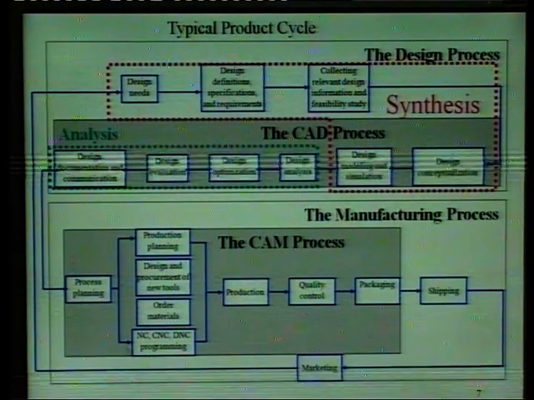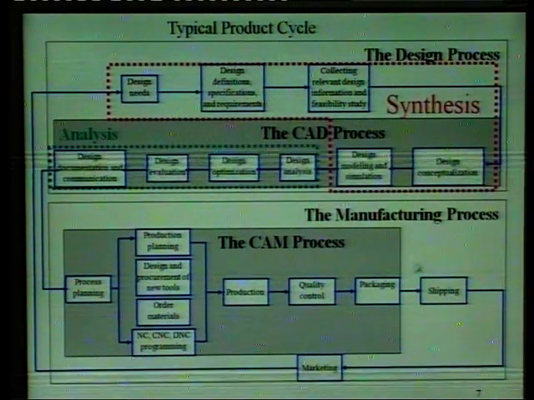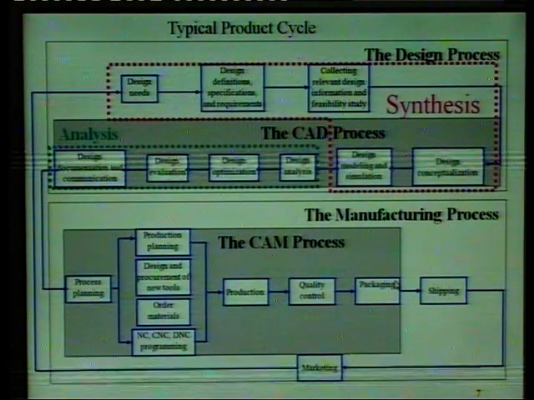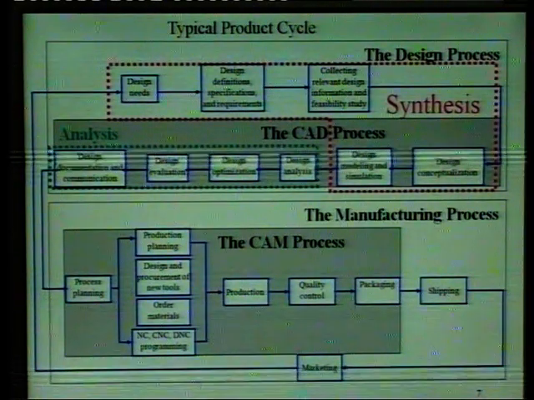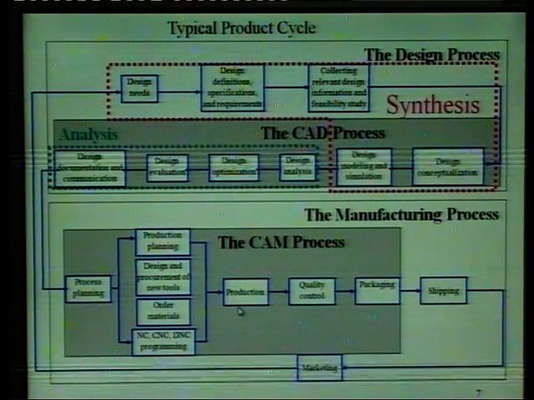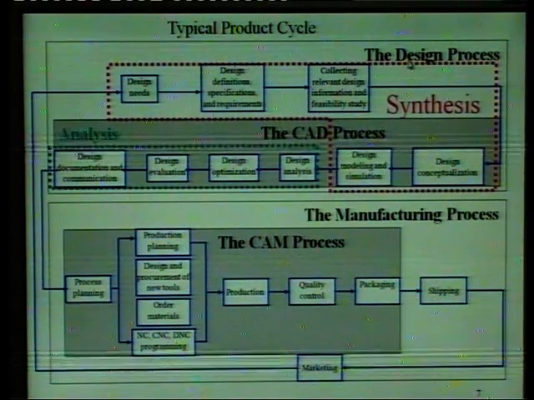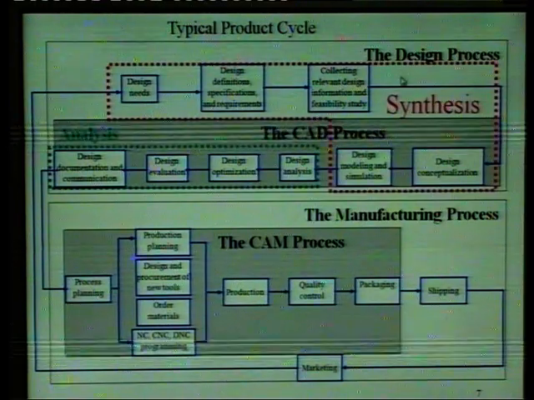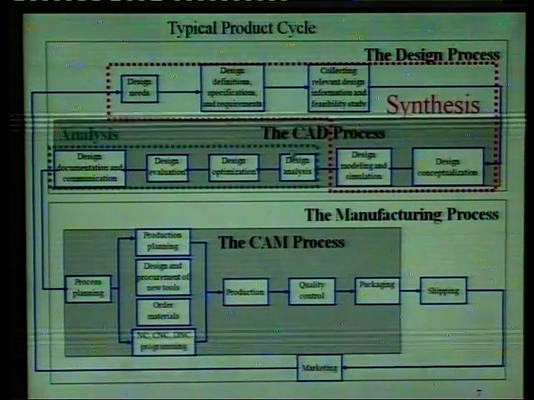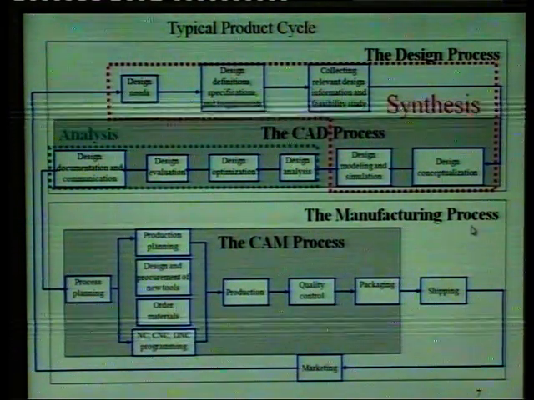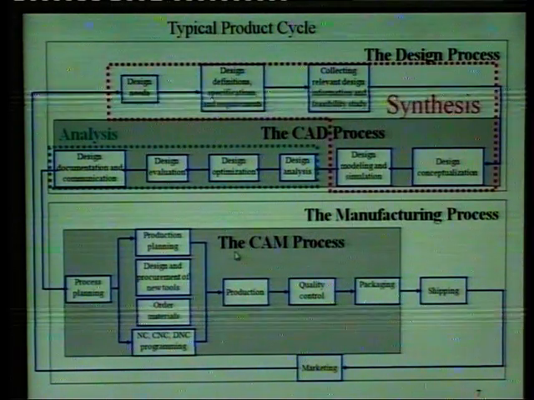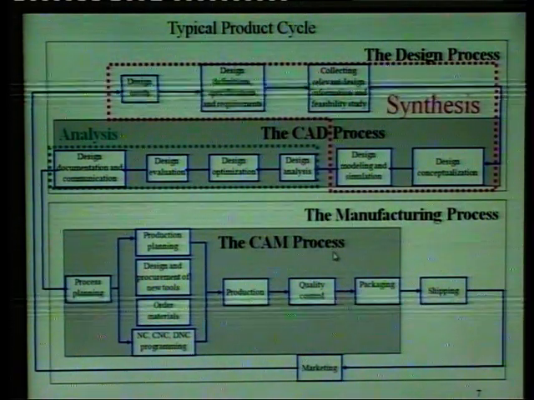The lower box enlists the remaining steps in the product cycle, and this corresponds to the manufacturing process. The design process, when it is assisted by the computers, is called the CAD process, and the manufacturing process, when it is assisted by the computers, is called the CAM process.